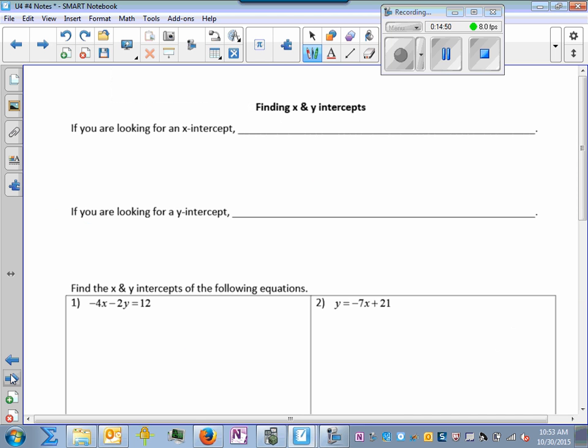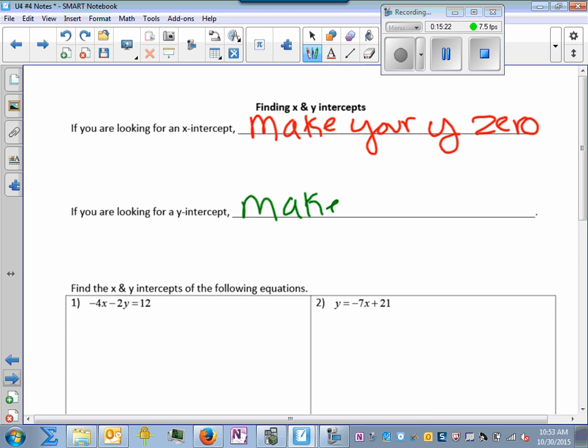All right. You can do this. So if you're looking for an x-intercept, what do you think I'm going to make y? 0. So when I'm looking for an x-intercept, make your y 0. So if I'm looking for my y-intercept, what do you think I'm going to do? Make your x 0. And here is why.